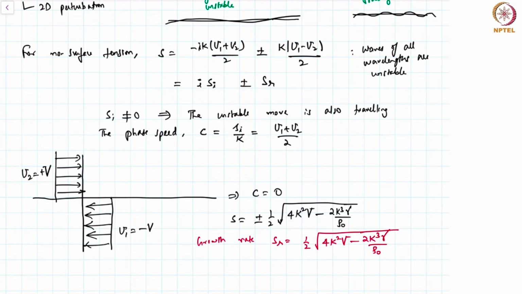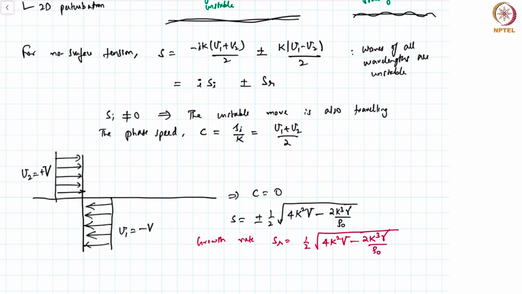So this is my growth rate. I'd like all of you to double check these calculations. So we have a wave which does not travel when the two streams are in opposite direction, because then there is no net preference for left or right. That's another way to look at it.